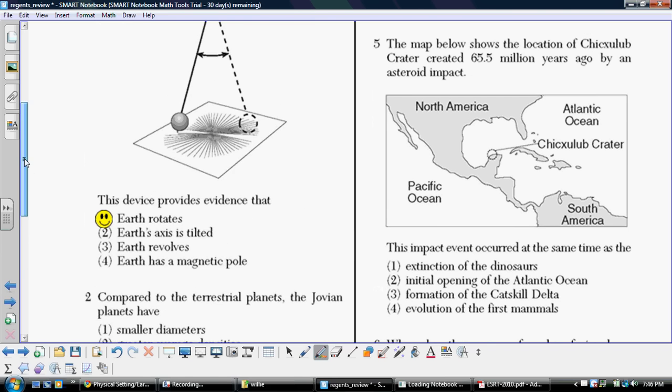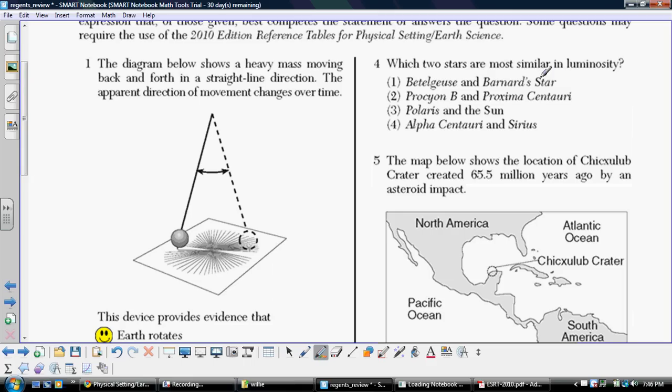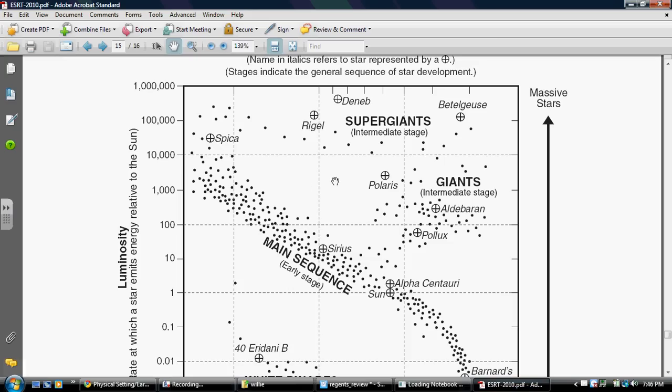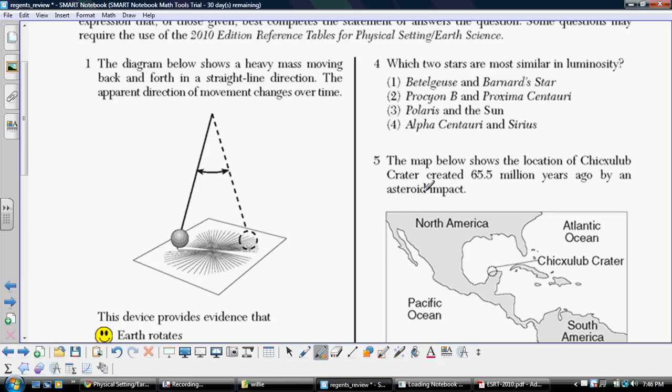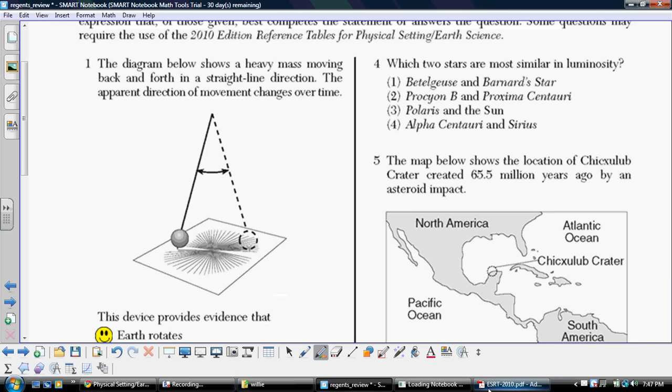Okay, up here to question number 4. Stars, luminosity. If we go to the Earth Science Reference Tables here, this is the HR diagram chart if we want to compare luminosity. So we look at what they want to know. They want to know similar. So Betelgeuse and Barnard's star. If we look at Betelgeuse and Barnard's, they're very, very different in luminosities when we look at those two.